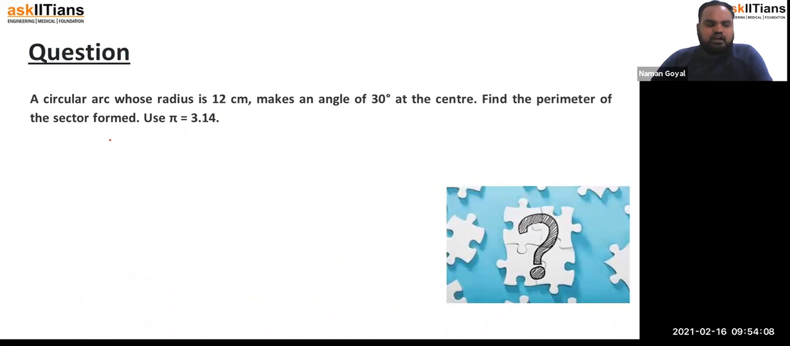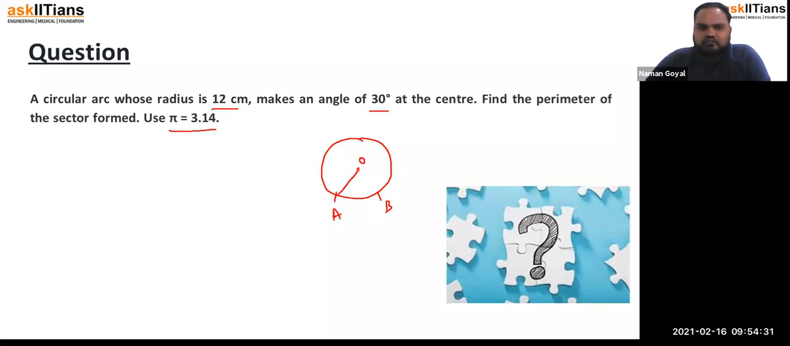A circular arc whose radius is given makes an angle of 30 degrees at the center. Find the perimeter of the sector formed, use pi equals 3.14. See, there is a circle and there is an arc AB and the center is O. Now the question says that the radius of this arc is 12 centimeter and the angle is what?